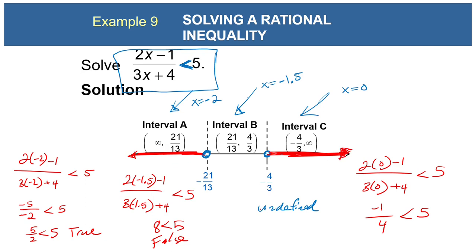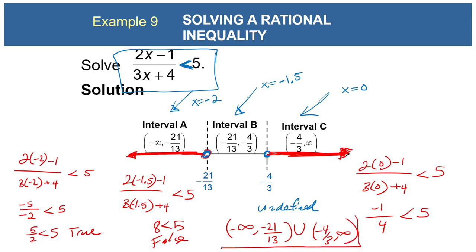And now we can state our solution in interval notation. My answer is negative infinity to -21/13, with the parentheses because this is an open circle, union -4/3 all the way to infinity, again parentheses around the -4/3 because it's an open circle, and parentheses around each of these infinities because infinities always have parentheses. So this is our solution: negative infinity to -21/13, union -4/3 to infinity.